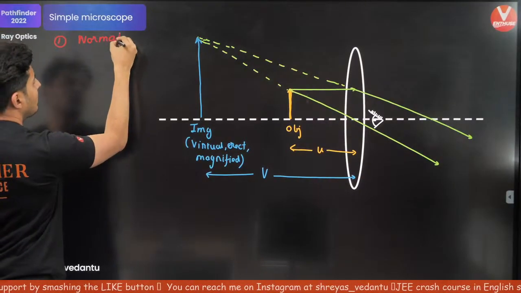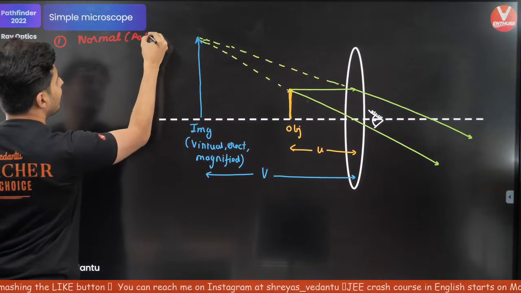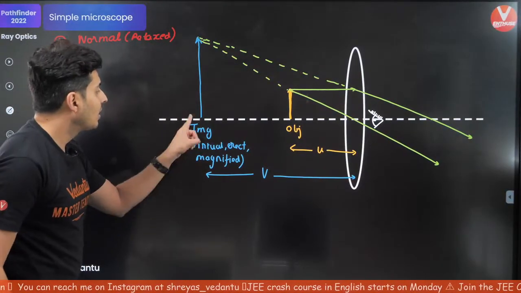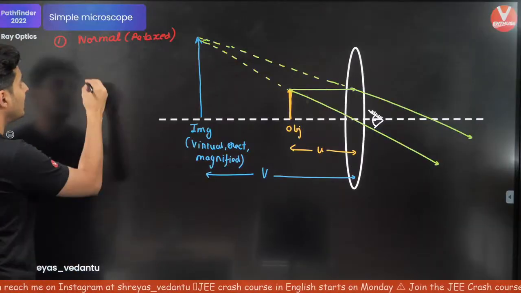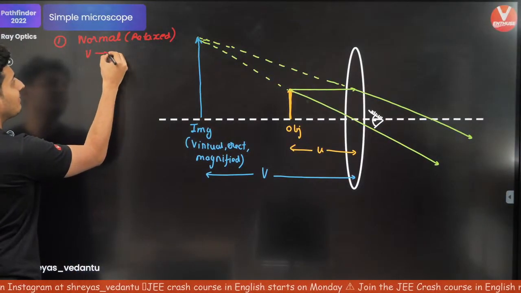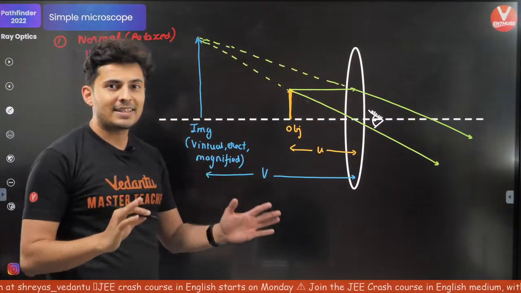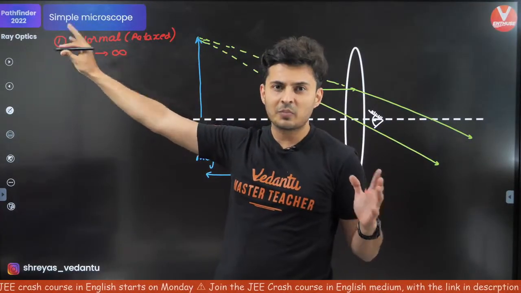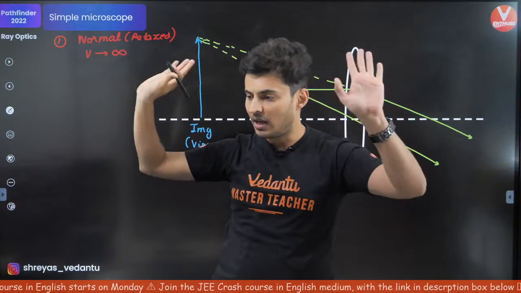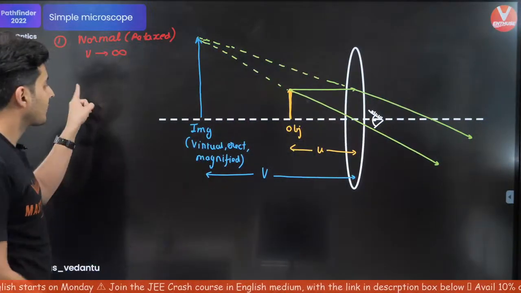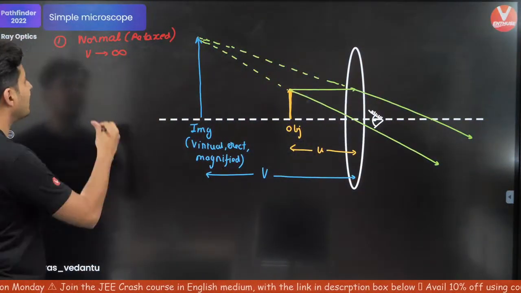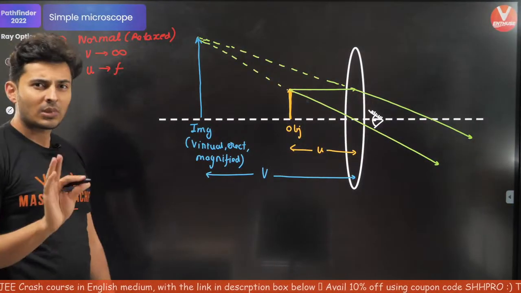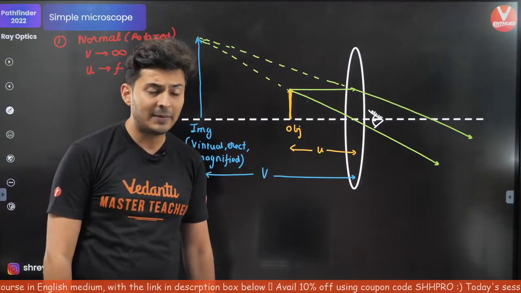So when I'm saying normal vision, basically the eyes are nothing but relaxed. If the eyes are relaxed, think what will be the value of V equal to? The value of V will be as good as infinity, because the image is formed at a very large distance. Your eyes are least strained. Agreed to this? The second thing, if the image is formed at infinity, where is the object kept? The object is kept at the focal length. Everybody agrees to this part as well?